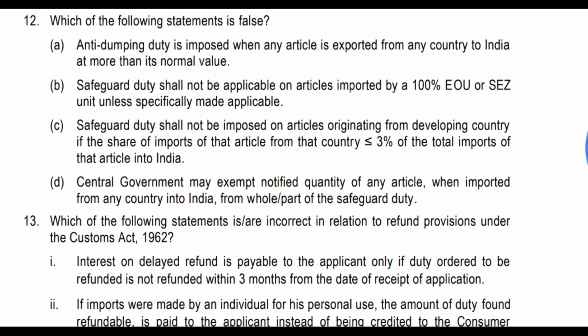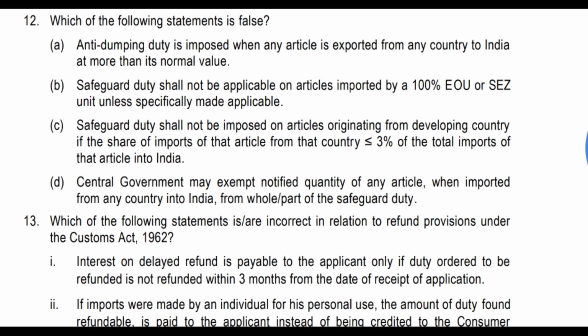So in the question they ask which statement is false. The correct answer is A. If you read all the other three statements, I think all of them are correct. Safeguard duty shall not be applicable on articles imported by 100% EOU or SEZ unit unless specifically made applicable. That is true. Safeguard duty shall not be imposed on articles originating from a developing country if the share of the import of the articles from that country is less than 3%. This is also correct. Central government may exempt notified quantities of an article when imported from any country into India from whole or part of the safeguard duty. That point is also correct.